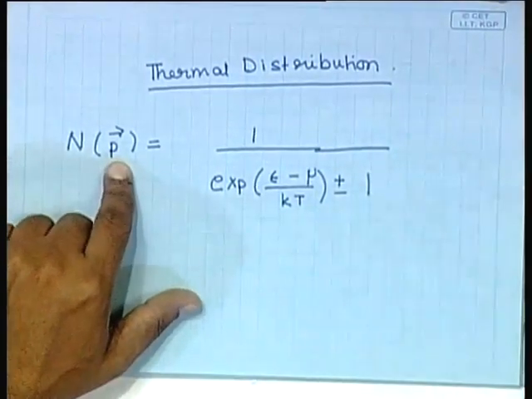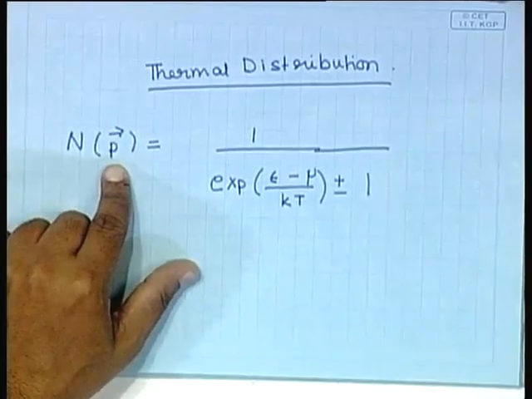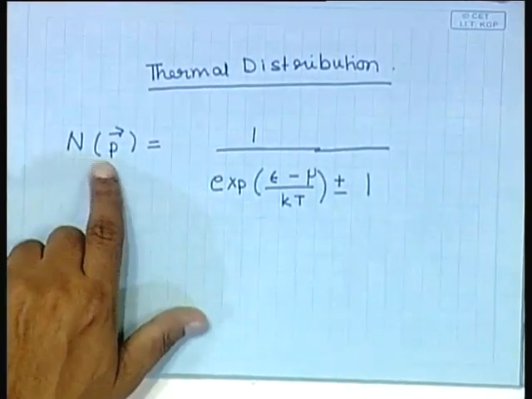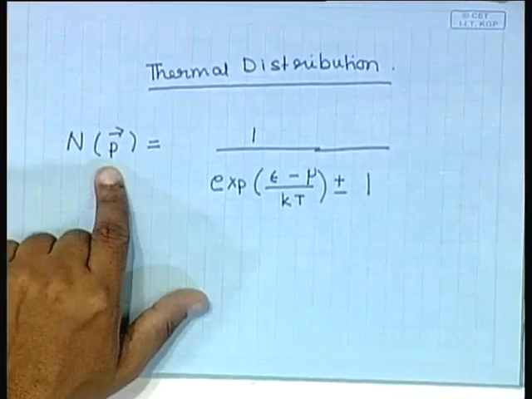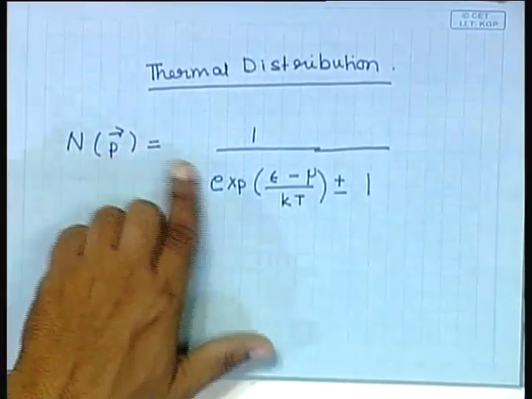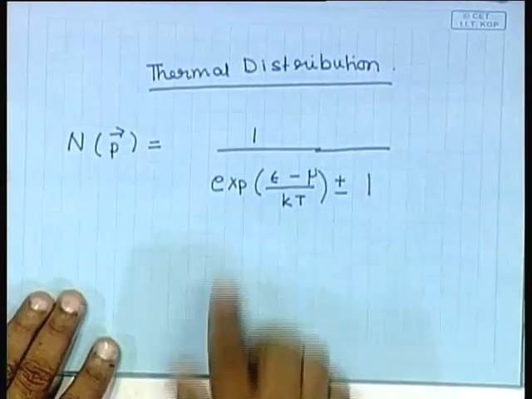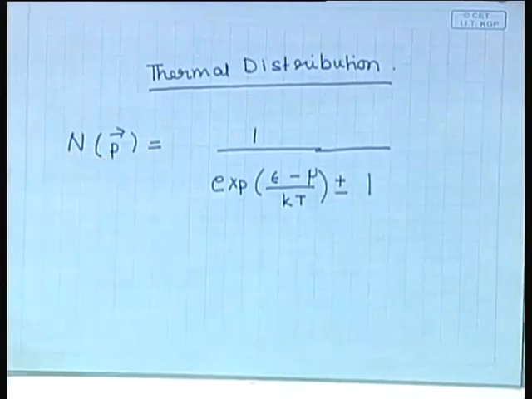Now, the question that I am asking is how many photons do we expect in each mode? What is the occupation number? This is called the occupation number of each mode. Okay. And this we know from statistical mechanics is given by this distribution, not only for photons, for all kinds of particles in thermal equilibrium.